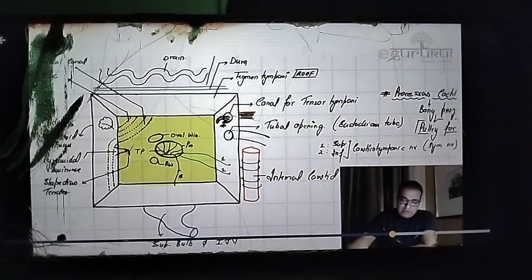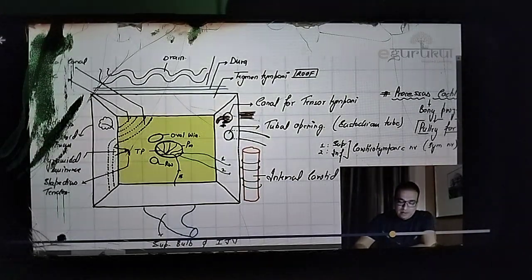The anterior wall of the middle ear, which is facing toward the internal carotid artery, so we call it the carotid wall. In the upper part, it has the canal for the tensor tympani muscle, and below that we have a bony projection.